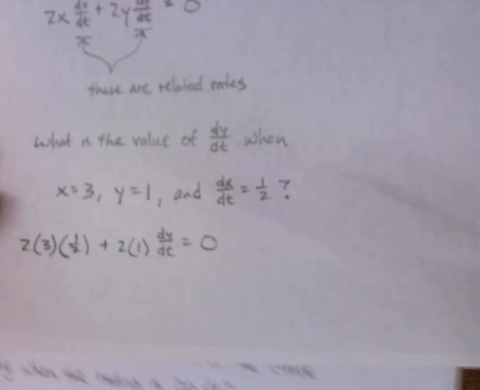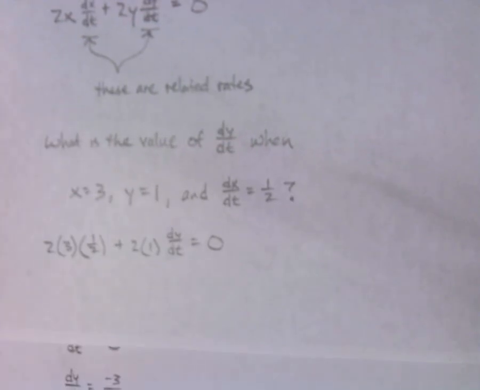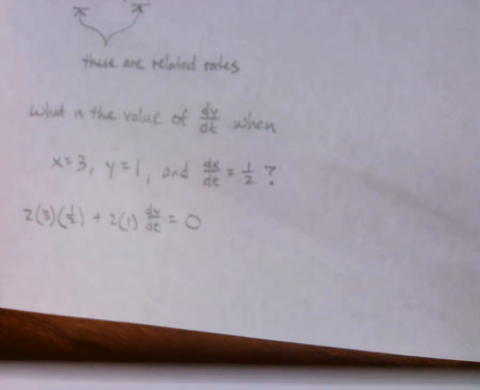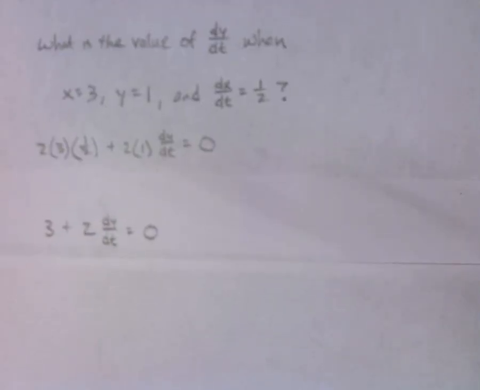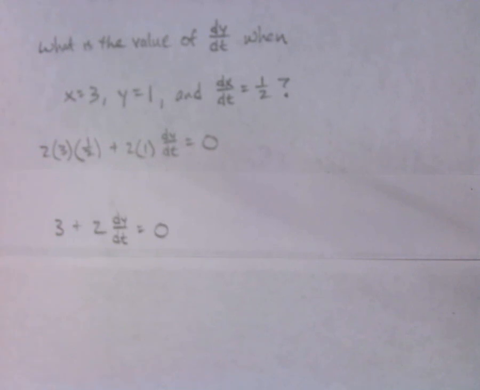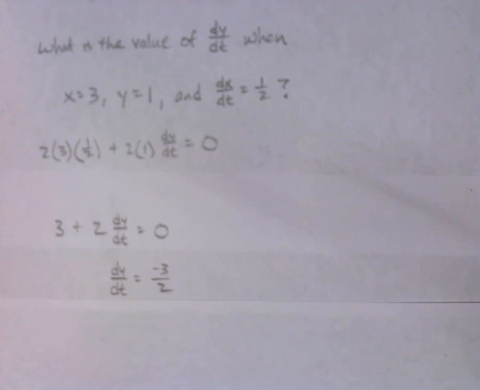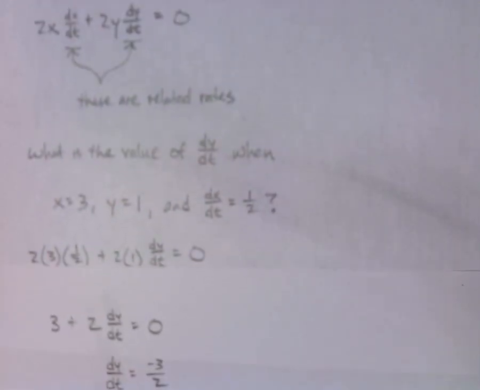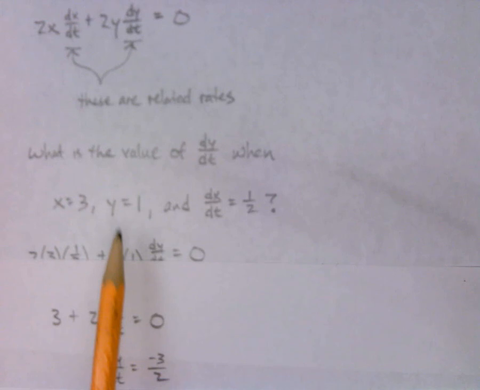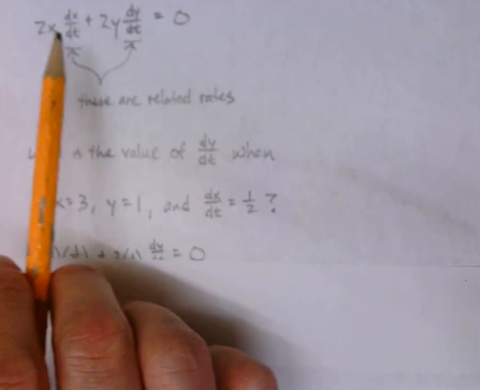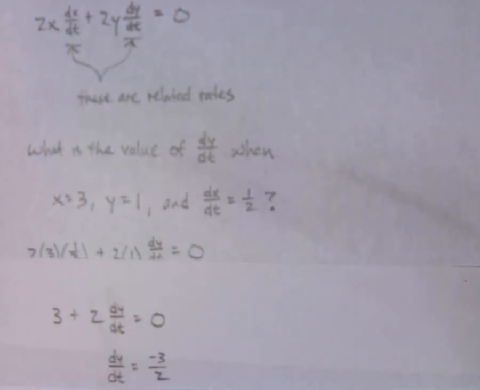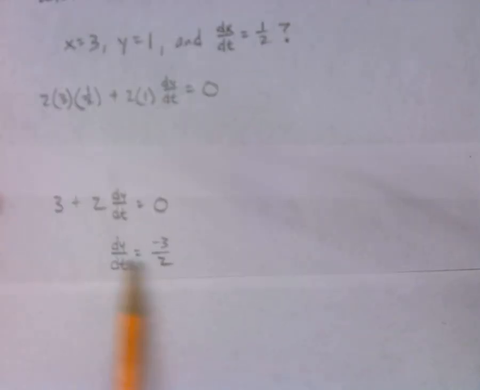What we'll do, and I'll try to transition pages here, we can simplify that, right? 3 plus 2 dy over dt. If I solve, dy over dt equals negative 3 over 2. So once I have my related rates equation, then we're going to be able to figure out values of the other pieces, or of some of the pieces, and figure out, maybe the value of the unknown in this case.